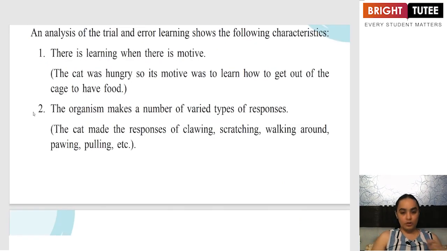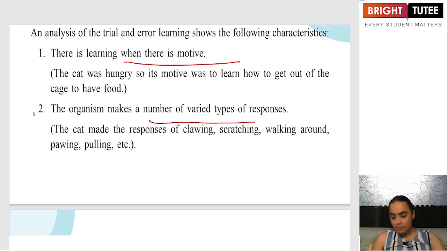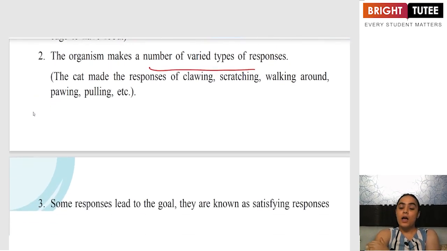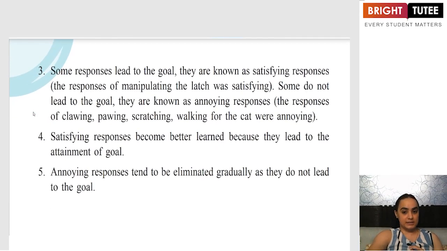So this is what Thorndike talked about. He said that learning will always take place when there is a motive. For the cat, the motive to open the door was to eat the fish. So when you give a motive to a child, the child will always learn. An organism, a person will make multiple responses, multiple trials, multiple efforts to get something, to achieve something in life. Here, the cat must have clawed, scratched, walked, as I told you, must have created sounds and all this. Then Thorndike said that all these responses which one makes, all these efforts which one makes, are going to lead one to the goal.